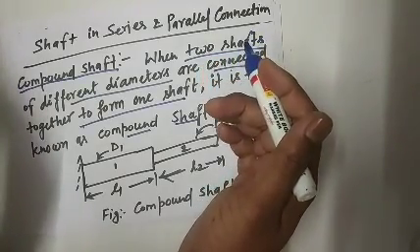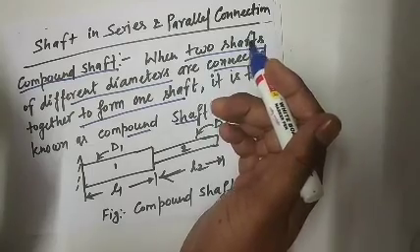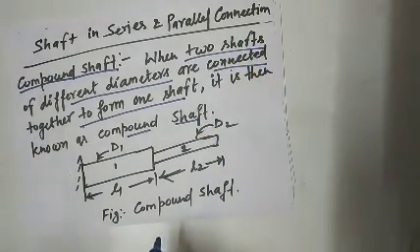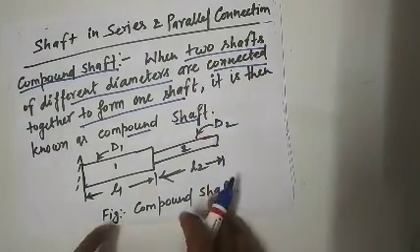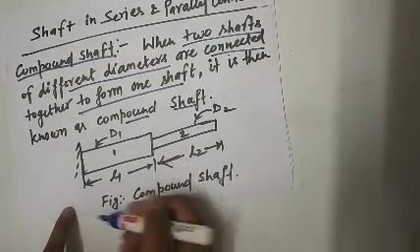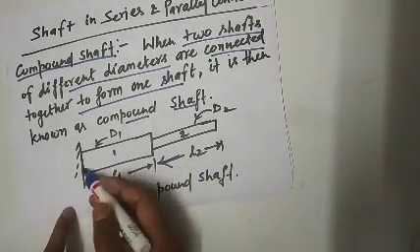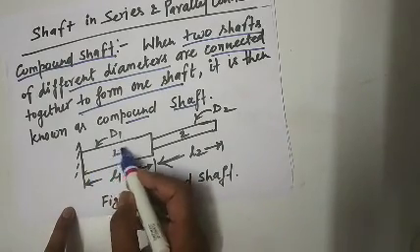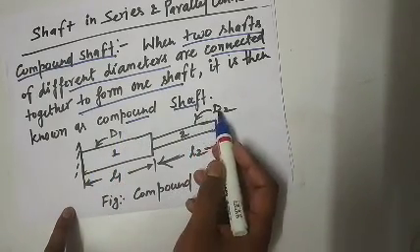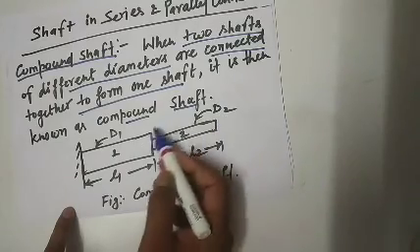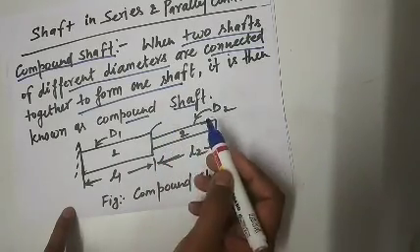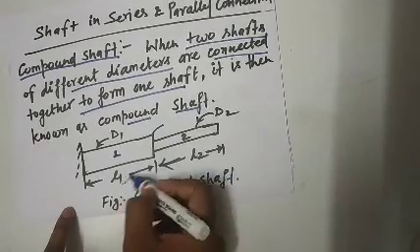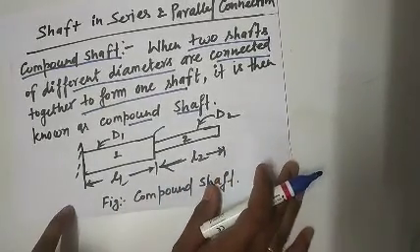Compound shafts are basically two shafts of different diameter connected for a purpose. Here I have made a diagram for the compound shaft. There is a shaft of diameter D1 and a shaft of diameter D2. They are connected, and this is the junction point. The lengths of the shafts are given as L1 and L2. This is your compound shaft.